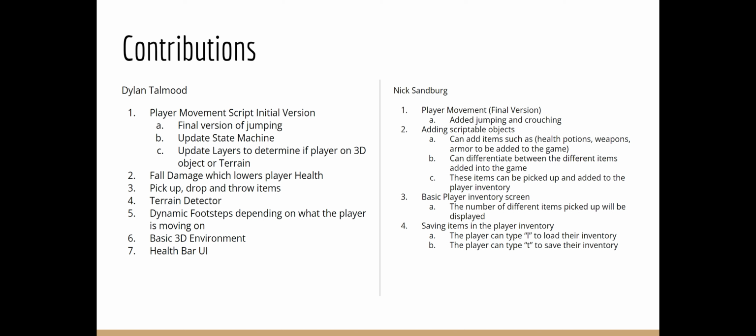So you can add objects such as health potions, weapons, and armor, and those can be added to the game. And you can also differentiate between the different items that are added in the game. And these items can be picked up and added to the player inventory. There is also a basic player inventory screen that I created, and the number of different items picked up will also be displayed inside the inventory.